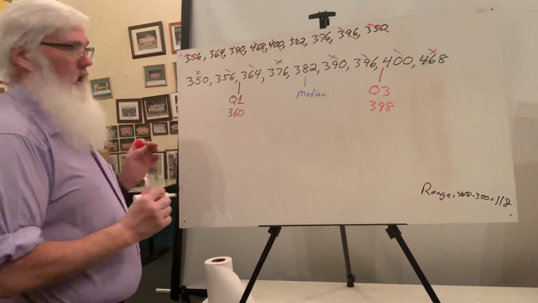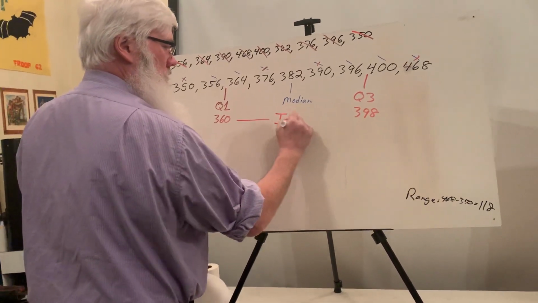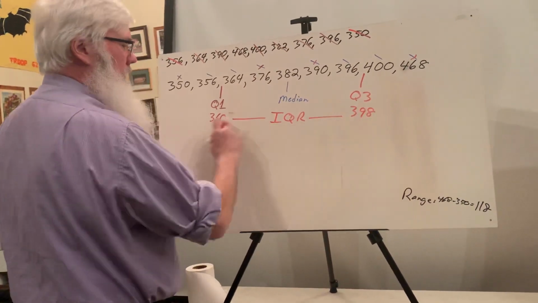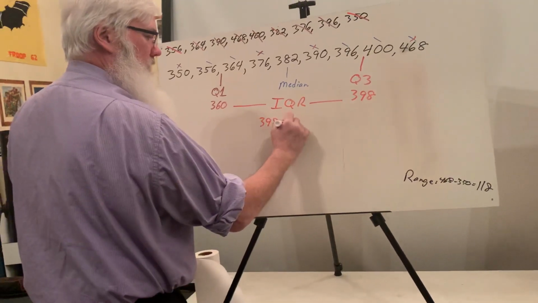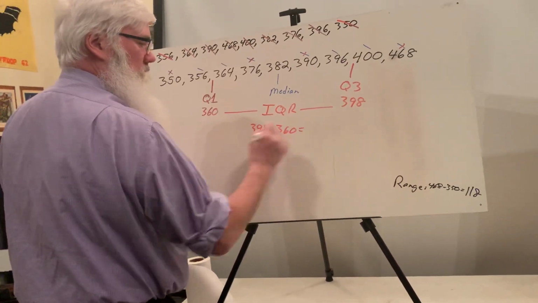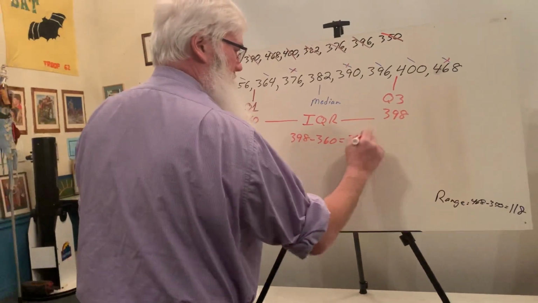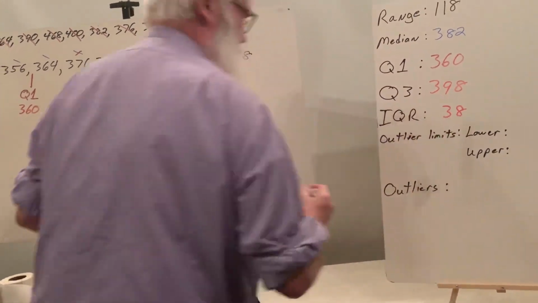Now we need to find our IQR. Our IQR is the difference between 398 and 360. So 398 minus 360, and that is equal to 38. So my IQR is 38.